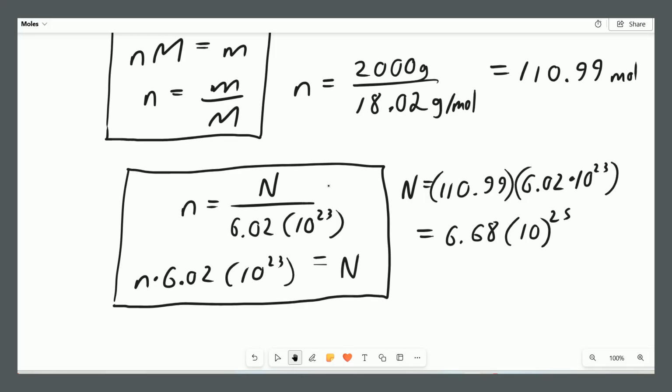2 kilograms is about 2 liters. So if you imagine a 2-liter bottle of pop, which is mostly water, how many particles of H2O are there? The number is about 7 followed by 25 zeros. Why 7? Because 6.68 rounds to 7.